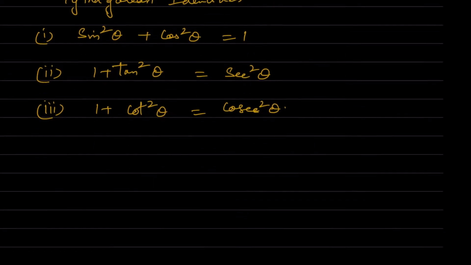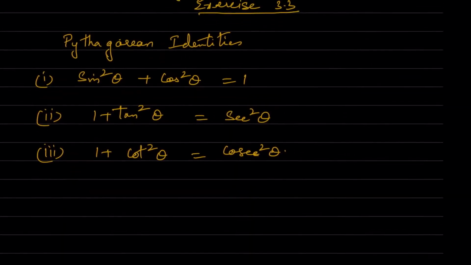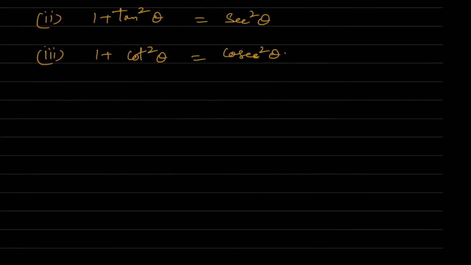So you can write down whichever method it's needed. We can write it also as secant square theta minus tan square theta is equal to 1, cosecant square theta minus cot square theta is equal to 1, or cos square theta can be written as 1 minus sin square theta, and sin square theta can be written as 1 minus cos square theta.